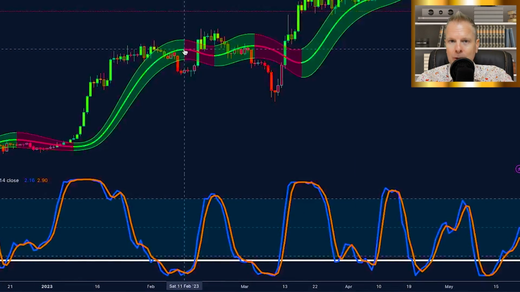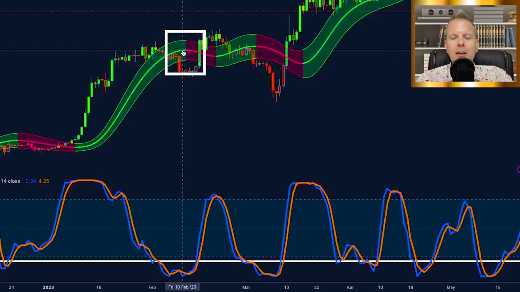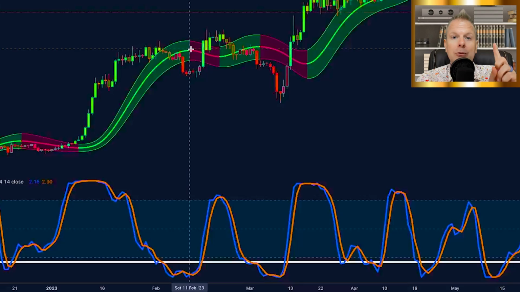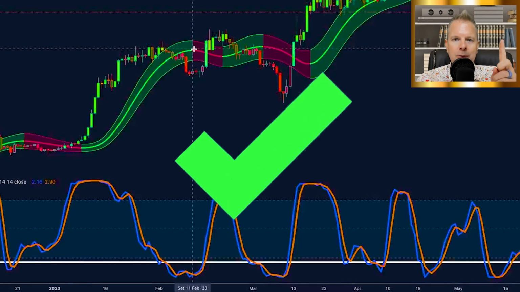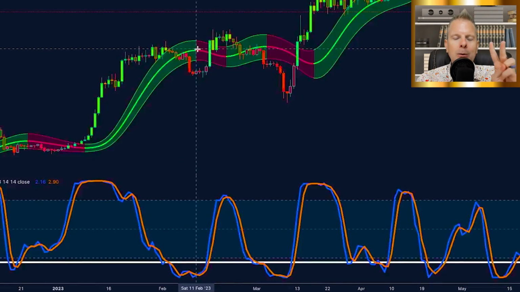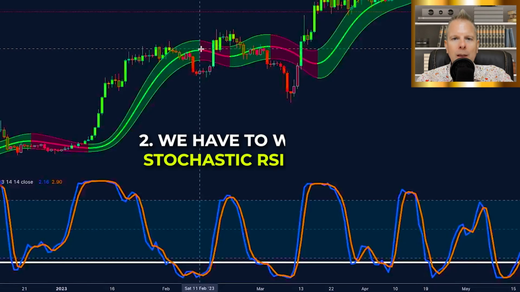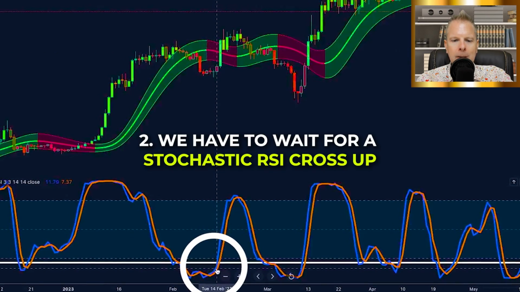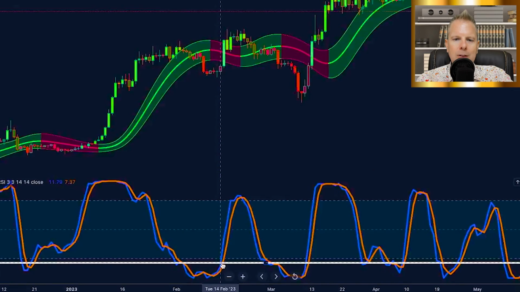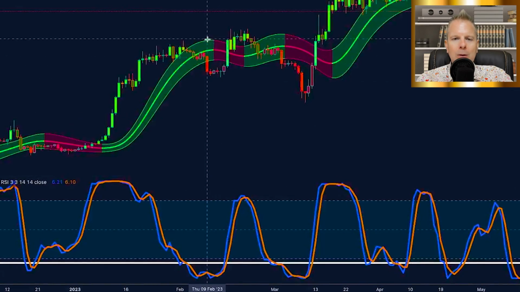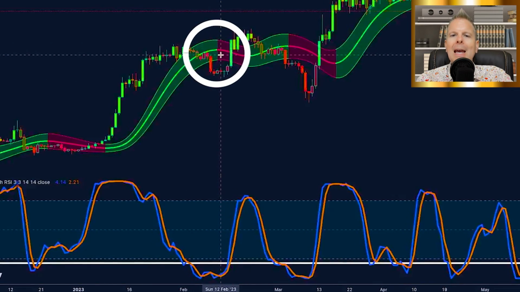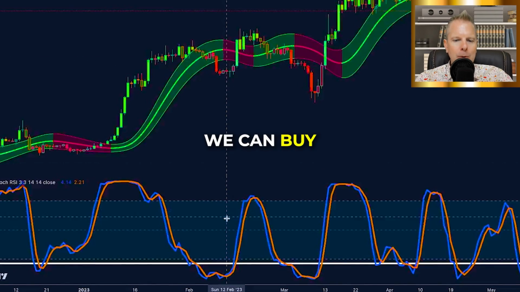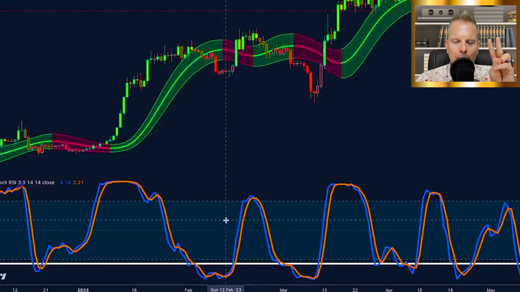So the first question, if you want to buy, we have to have switched from green to red, and right here we did. So we have check mark number 1. We switched from green to red. Check mark number 2 is we have to wait for a stochastic RSI cross up, and we had it here. So once we have the stochastic RSI cross up and we had already switched from green to red, at that point we can buy, right? So you buy with those 2 simple steps.